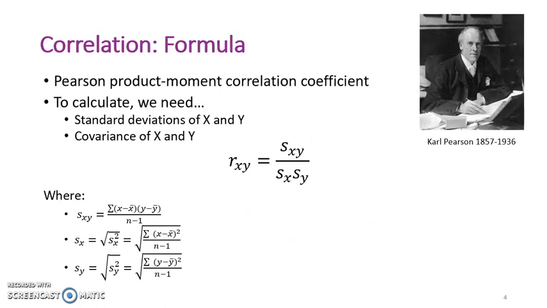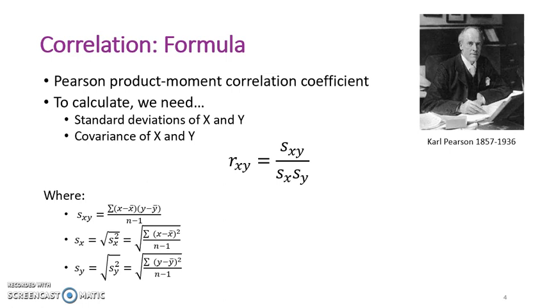The correlation coefficient between two continuous variables has the full fancy name of the Pearson product moment correlation coefficient. It's named after Karl Pearson, a very famous statistician. Now, remember that the correlation is the standardized relation between two variables. So to calculate the correlation coefficient, we need the standard deviations of x and y. We also need the covariance between x and y, which I just showed you.